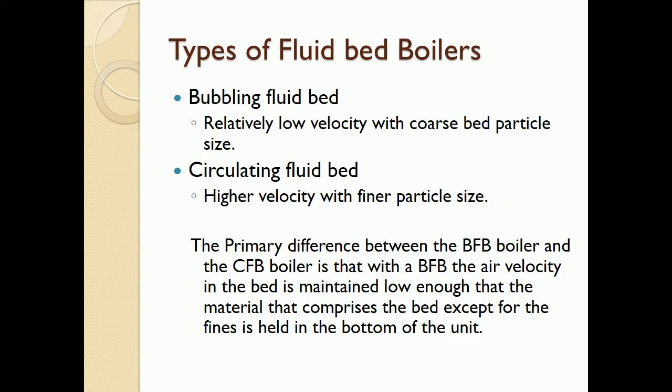Types of fluid bed boilers. Bubbling fluid bed has relatively low velocity with coarse bed particle size. Circulating fluid bed has higher velocity with finer particle size. The primary difference between the BFB boiler and the CFB boiler is that with a BFB the air velocity in the bed is maintained low enough that the material that comprises the bed, except for the fines, is held in the bottom of the unit.